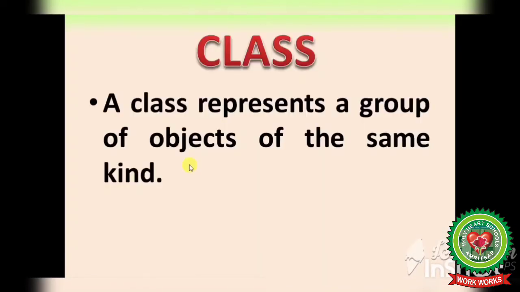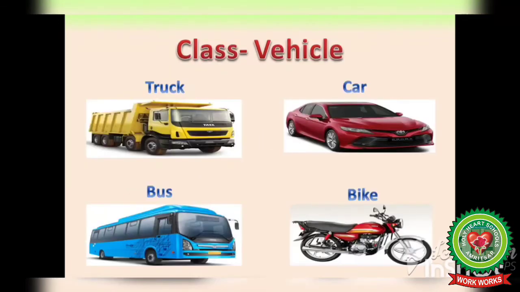The next thing which I am going to discuss is class. A class represents a group of objects of the same kind. In other words, we can say that the objects are considered as members of a class. Like truck, bus, car, and bike are the members of the class vehicle.